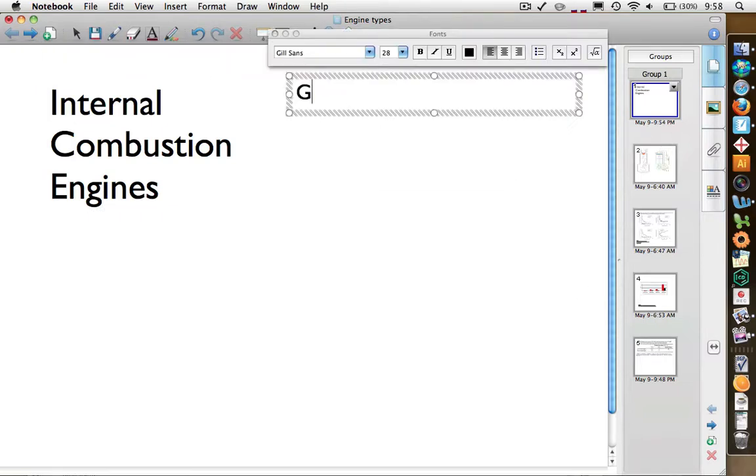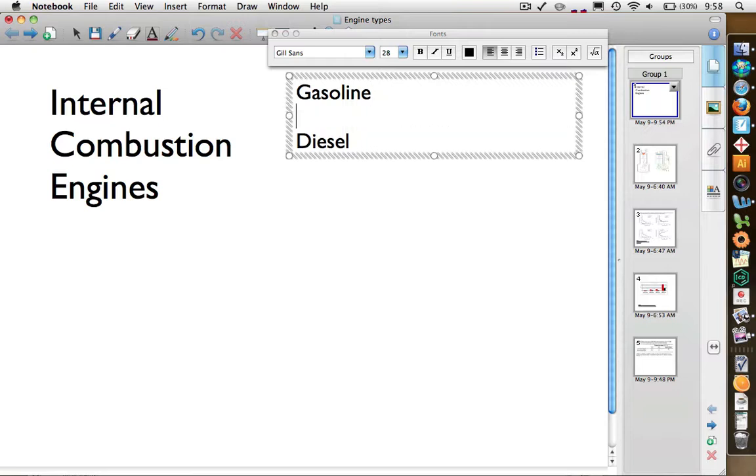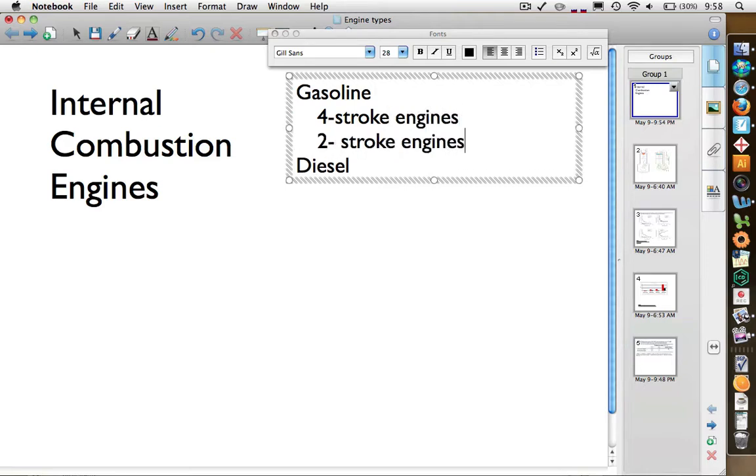So first we're going to look at gasoline engines, then we're going to look at diesel engines, and then we're going to come back and actually look at gasoline engines in more detail. We're first going to look at four-stroke engines and then two-stroke engines. So those three things, four-stroke gasoline engines, two-stroke gasoline engines, and diesel are the main types of technologies that are used in anything that you see on the road today.